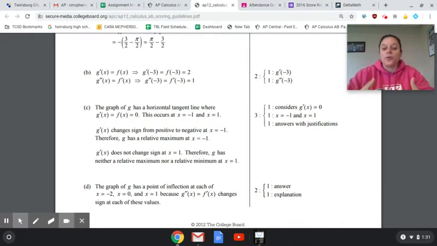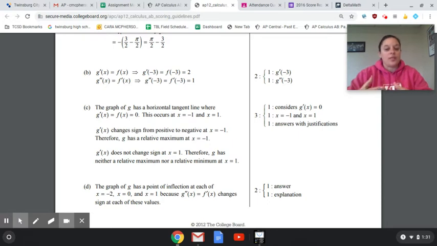What are you looking for? You're looking for a derivative equal to 0. Even if you're not sure where that happens, even if you write down that horizontal tangent lines occur when the derivative equals 0, you give yourself a point. Your second point is that you realize the 2 places where that happened, and you would need both of these to get that point. And then your third point is your answer as far as minimum, maximum, and your justification.